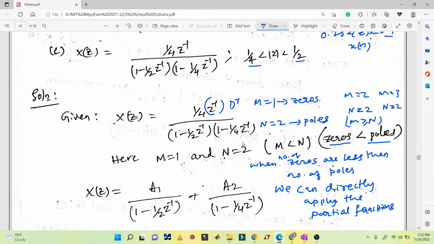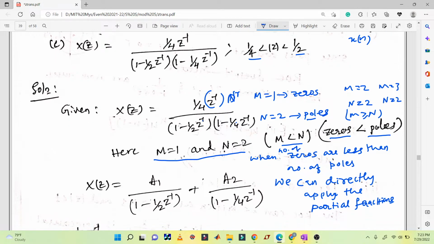In the notes it is not explicitly mentioned, but here I have mentioned it in a brief manner. If m is less than n, we can apply the partial fractions. Or if zeros are less than poles, we can apply the partial fractions. What are zeros? The number of z terms in the numerator. And the number of z terms in the denominator, we consider them as poles. Okay, is that clear?